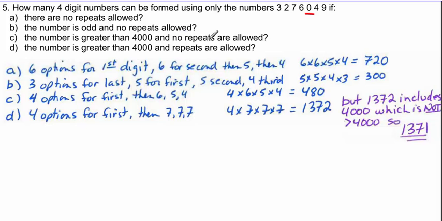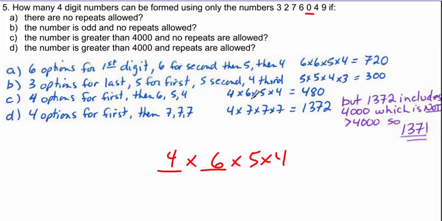A number greater than 4,000, no repeats allowed. So essentially, in my first spot, I now need to have a 7, a 6, a 4, or a 9. 4 followed by any other 3 digits will be greater than 4,000, and so that one's fine. So I've got 4 possibilities for that first digit. And again, regardless of what that first digit was, the 0 and all the other digits now come into play. So I've got 6 possibilities, and then 5, and then 4.